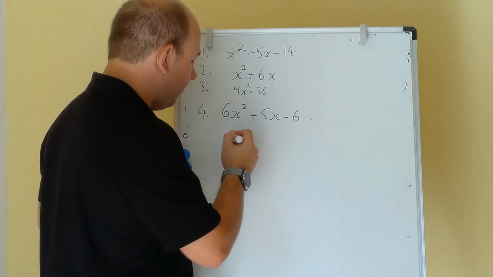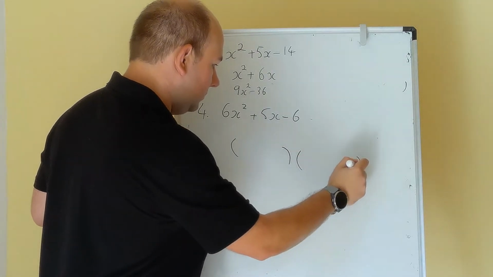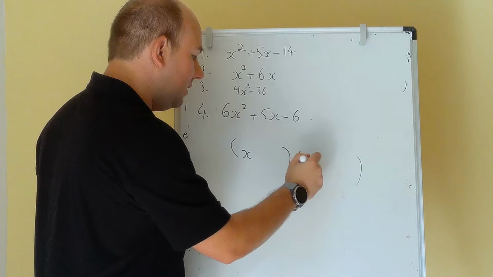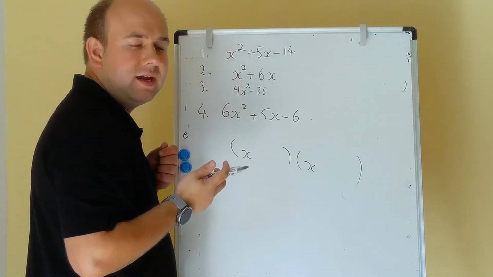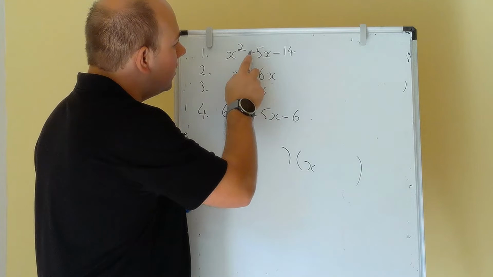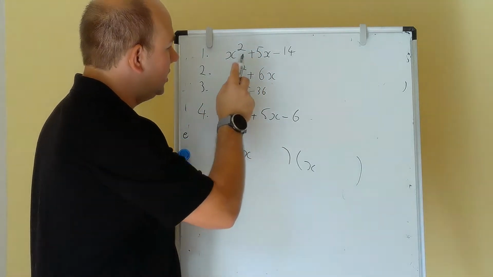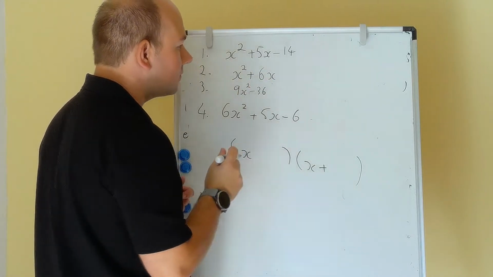If we start off, first of all, we need the 2 brackets. If it's monic, we put an x in the beginning of each bracket. What I learned in school was you look at the first sign in the quadratic, or the sign in front of the b coefficient, and we put it in the second bracket. So in this case, it's a positive.